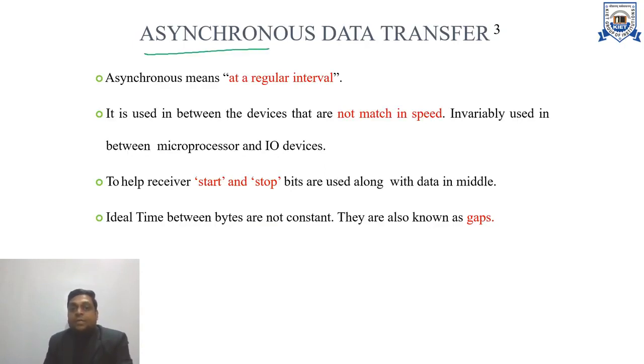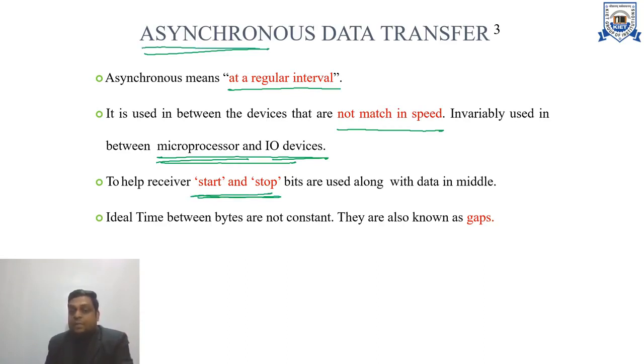Next is asynchronous data transfer. Asynchronous data transfer is used between devices that don't match in speed, for example, microprocessor and input-output device. In the synchronous case it was processor and memory; here it is processor and I/O devices, because their speed doesn't match at all. To help the receiver, start and stop bits are used in asynchronous mode. I will explain this in the next slide with a diagram.